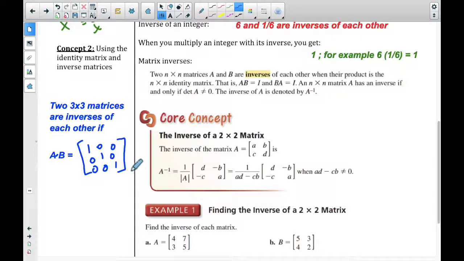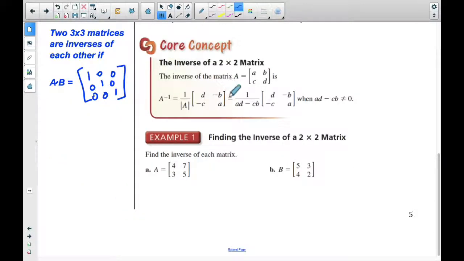And so it looks like this. It's a 3 by 3, mostly zeros, except for those ones along the diagonal. So when you multiply two matrices, if they are inverses, they will give you the identity matrix. Okay, there's a way to find the inverse of a matrix.